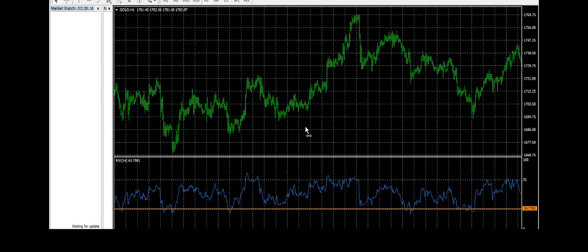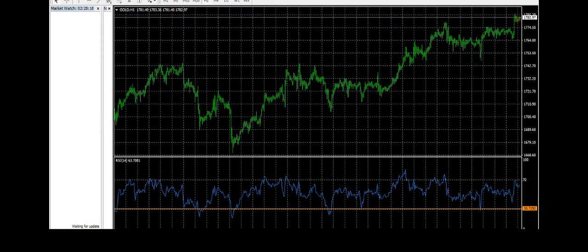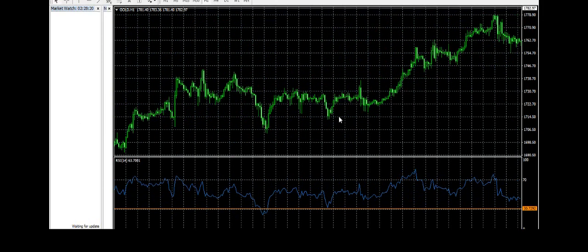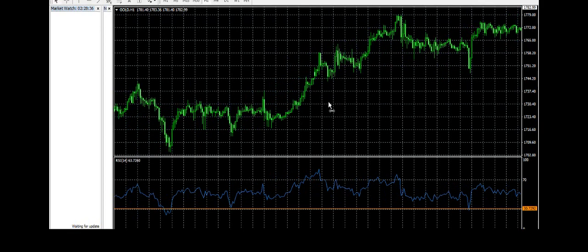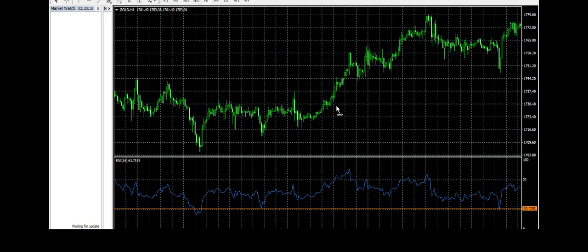So with that being said, let's keep looking at the hourly, and let's see if we can identify some other patterns. So, right, that was the overbought. This was the extreme oversold. And then let me try to find another one.